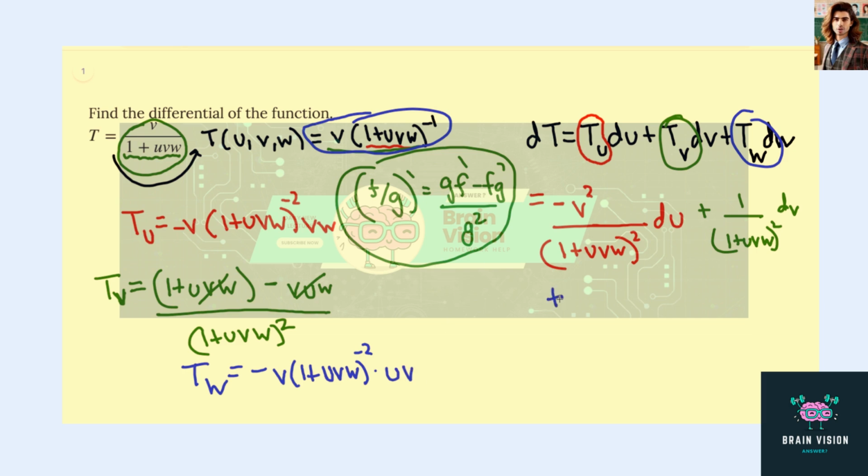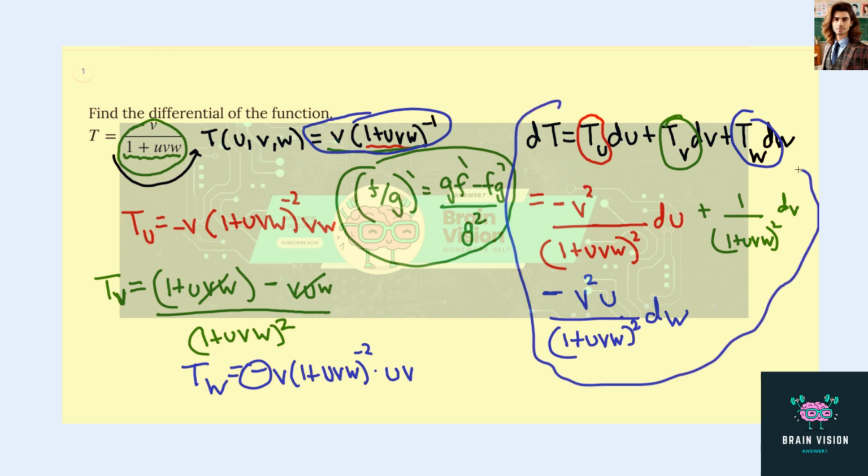And then when you simplify that, you could write that as a minus sign. And then combine those v's again. And then rewrite that exponent in the denominator. And don't forget dw. So there it is. That's our differential, and that's our answer.